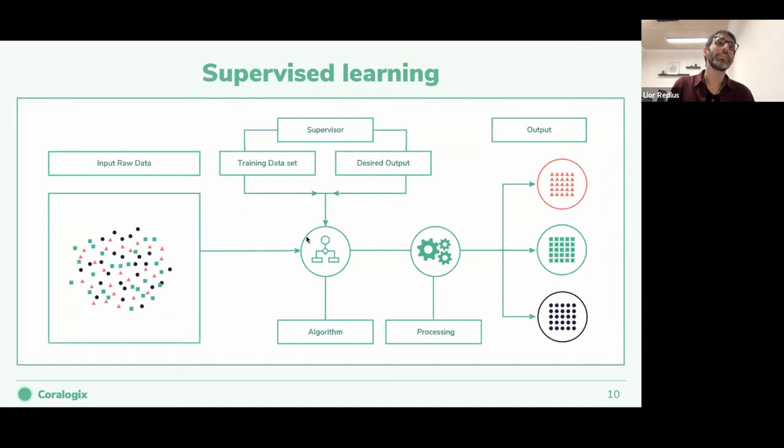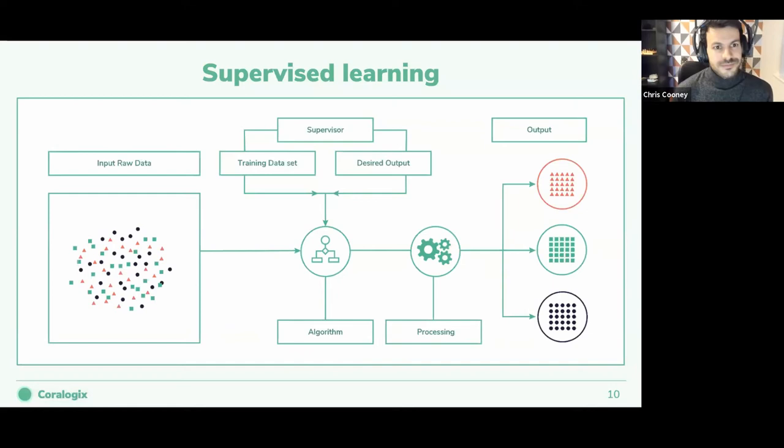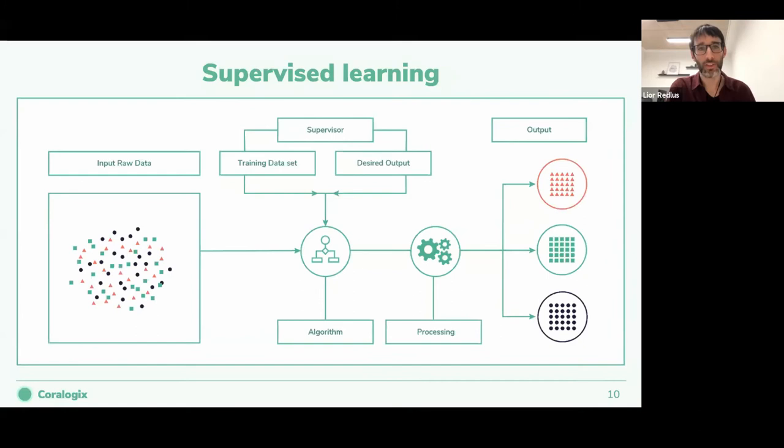So let's look at the different kinds that we have. We can look at supervised, reinforcement, and unsupervised learning. All of these are different kinds of algorithms that we use in machine learning in order to not explicitly write the rules that we want to occur. And the first, the easiest to explain and understand, is supervised learning.